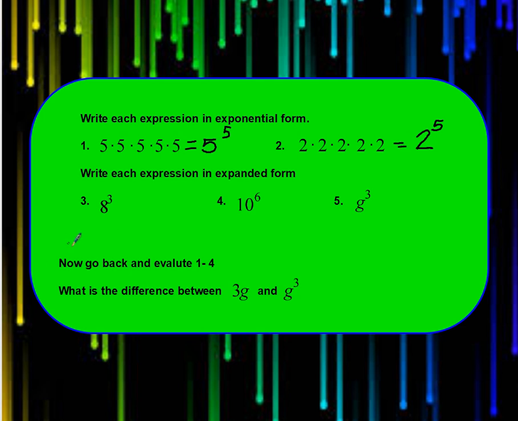Now going from standard form, we changed it to exponential. On number 3, we're in exponential, and we need to go the other direction. We need to have 3 8s being multiplied, so it would be 8 times 8 times 8. And in number 4, we have 6 10s: 10 times 10 times 10 times 10 times 10 times 10. And number 5, we have again 3 G's being multiplied.